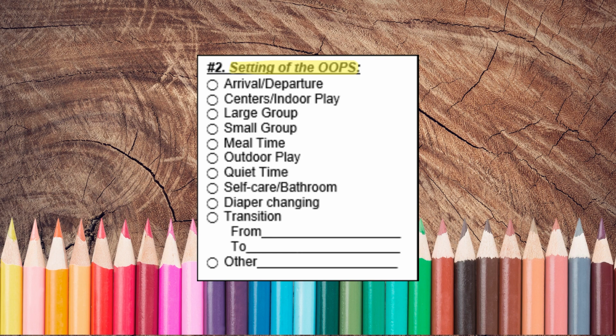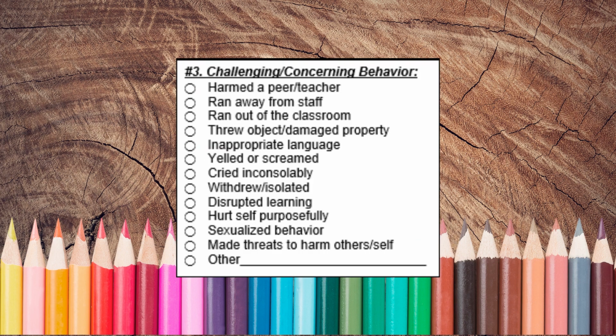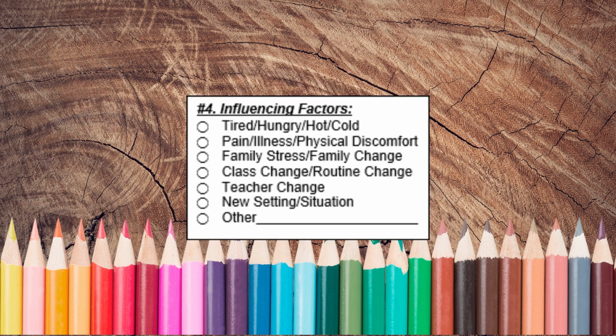The second box is the setting of the OOPS. This section hasn't changed and has the same options as the prior form. Just fill in the circle that corresponds to the activity the class was engaged in at the time of the behavior and the number if using the page to record more than one incident. The third box is the challenging or concerning behavior you observed with the child. Just fill in the circle by each of the behaviors that occurred during the period of upset and number separate incidents.